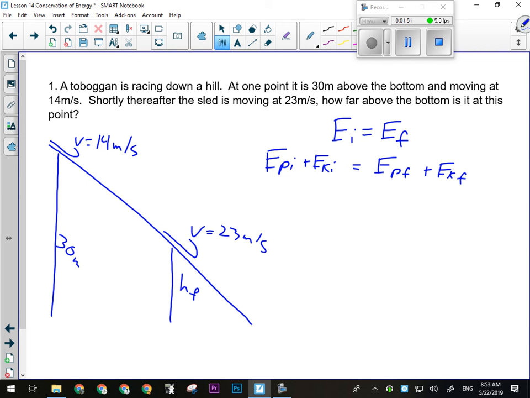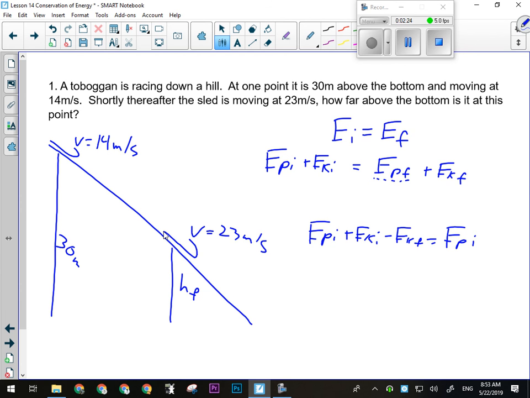So what we're looking for is part of this. Okay, it's part of our final potential. Right, the final height would be in there, m times g times hf. Okay, so how do I get EPF by itself right now? Right, subtract EKF over to the other side. All right, so I'm going to have EP initial plus EK initial minus EK final equals EP final. Everyone following me so far?